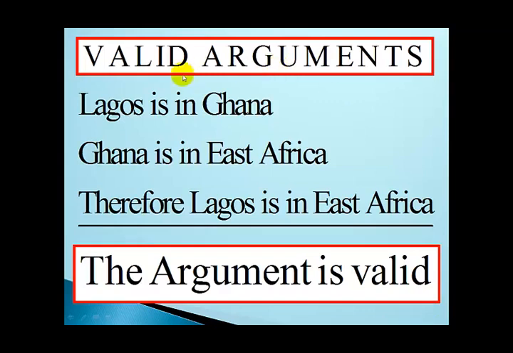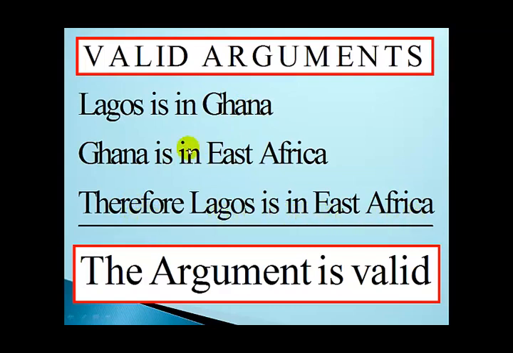Now let's look at valid arguments. Here, the statement can be false, but the argument can be valid. Let's take note of this. Lagos is in Ghana. Ghana is in East Africa. Therefore, Lagos is in East Africa. Now, Lagos is not in Ghana, but that is not what we are talking about. We are talking about the validity of the argument.